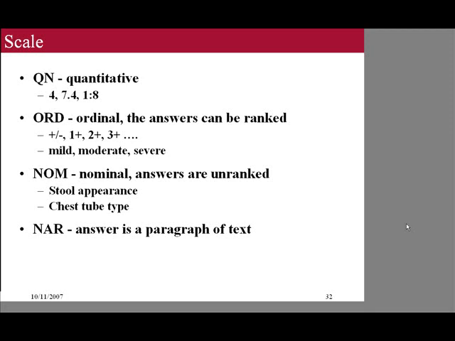And then nominal is maybe just saying that what you have is an answer, and there's no ordering of those items. So you're saying something like stool appearance, or chest tube type, or skin color, where you just have a set of colors, and it's not reasonable to say that pink is greater than gray. And then there is an answer that is a paragraph of text, where there's not really a code associated with it, just free text and description. So those are the set of scales that are available.